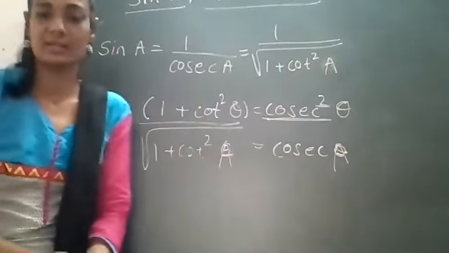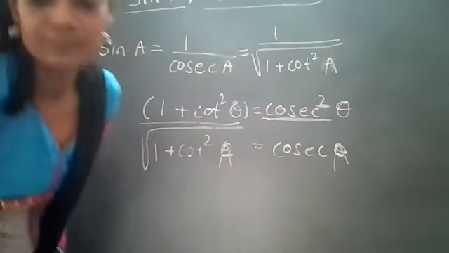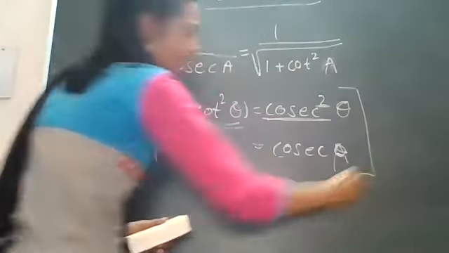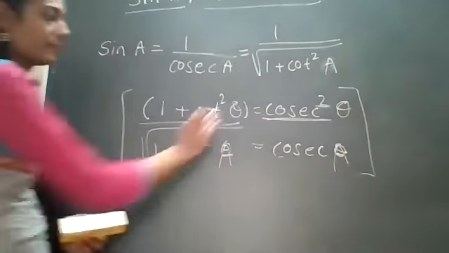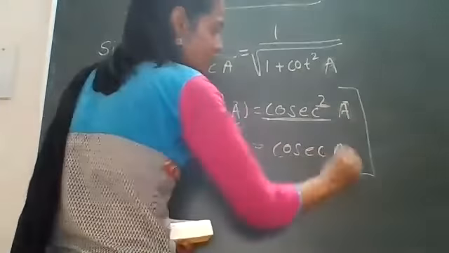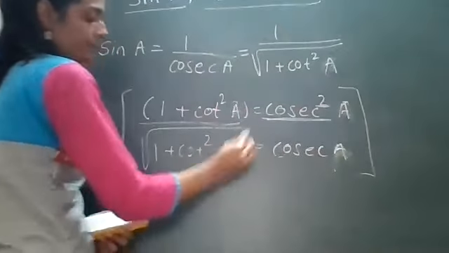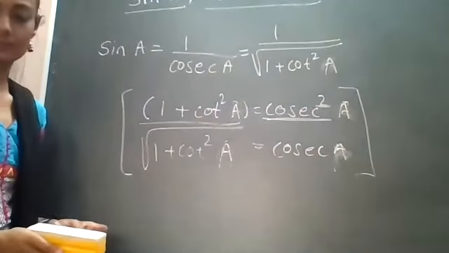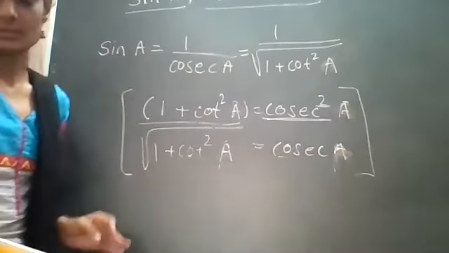Okay. All these things you have to write in a bracket. You have to write the whole thing in a bracket, and instead of theta you have to write A. Write it properly as A. Clear? Understood everybody?